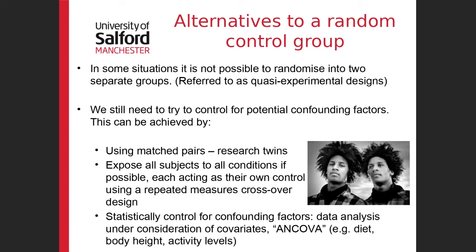Now, in some scenarios, it's not possible to include a control group. And in that scenario, we come up with a slightly different design. It's not a true experimental design. It's what we call a quasi-experimental design. With a quasi-experimental design, we're still doing manipulation, but we don't have the randomization to define the control group. So we still have a control group of some form, but we don't use randomization. And there are just certain scenarios where that's not possible.